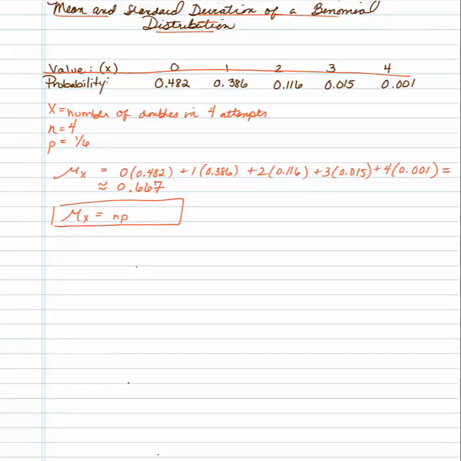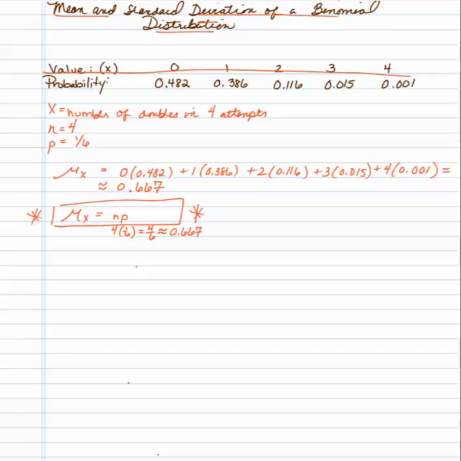and it's simple. N times P. If we would have just done 4 times the 1/6, it gives us 4/6, which is 0.6666 repeating, or about 0.667. I believe this formula is also found in your formula sheet, so you do not have to memorize it. It will have mu of x equals np, n times p.